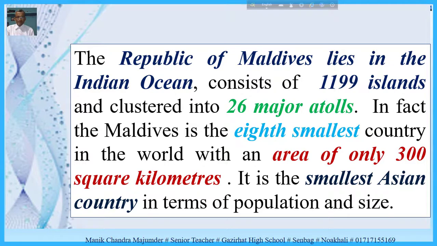Learners, from this para, we get some information that the Republic of Maldives lies in the Indian Ocean, consists of 1,199 islands and is clustered into 26 major atolls. In fact, Maldives is the eighth smallest country in the world, with an area of 300 square kilometers. It is the smallest Asian country in terms of population and size.